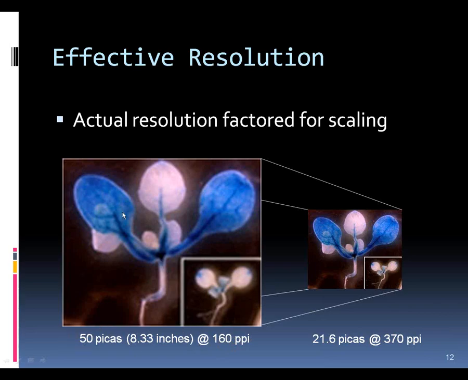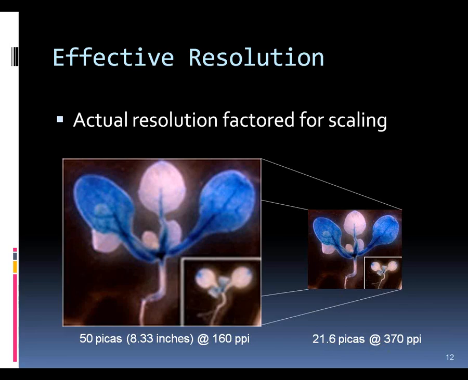Well, that's kind of low, and as you can see, it's a little bit fuzzy. The quality's not great. A way to fix that very easily is to reduce the image. If you reduce the image to, in this case, less than half the size, 21.6 picas, in essence, the resolution more than doubles. Anytime you halve the size, you double the resolution.